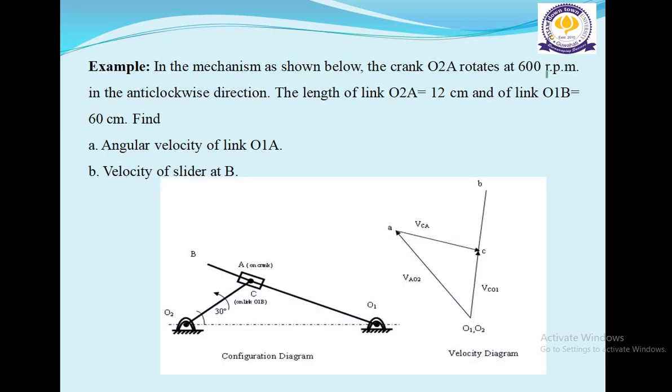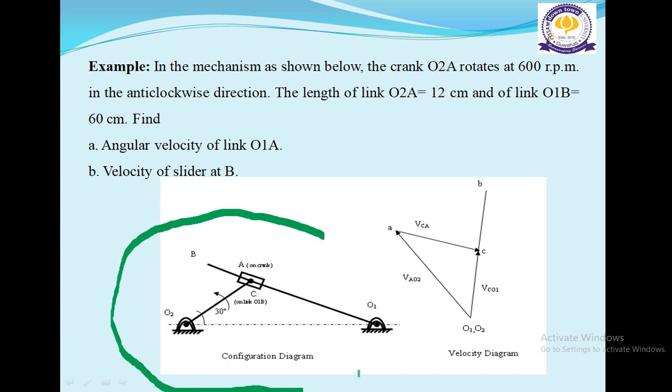Next, let us take an example. In the mechanism as shown below, the crank O2A, this is the configuration diagram, rotates at 600 rpm in the anti-clockwise direction. The length of link O2A is equal to 12 cm and link O1B is equal to 60 cm. Find the angular velocity of link O1A and the velocity of slider at B.